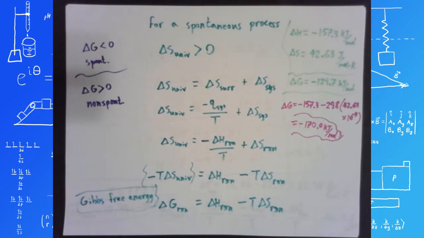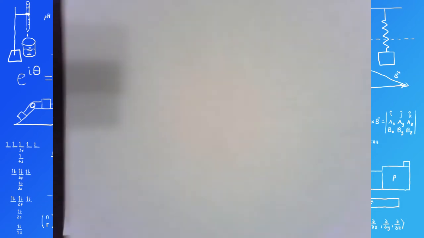Okay, so that's delta G. And of course, there's a delta G standard, which is delta G measured at standard conditions. Standard conditions being all pressures 1 atmosphere, all concentrations 1 molar.